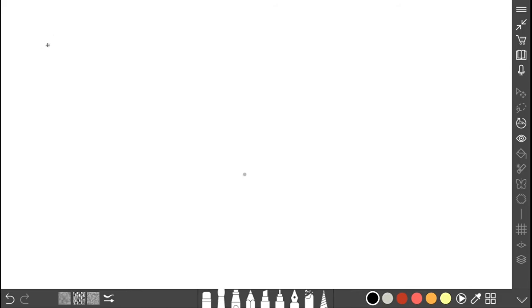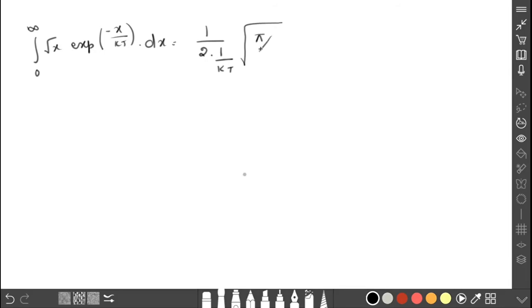So now what is our expression? Integration 0 to infinity, root x into exponential of minus x by kT into dx is equal to, what is the answer? 1 by 2a. What is a here? 1 by kT, right? Into root of pi divided by a. A is nothing but 1 by kT, okay? So this kT will go up. So how can I write? kT by 2, right? And then this kT again going up. So in the root of pi kT, right?